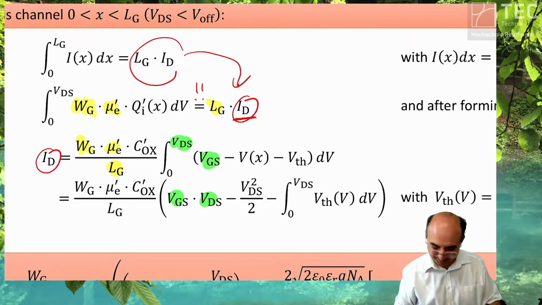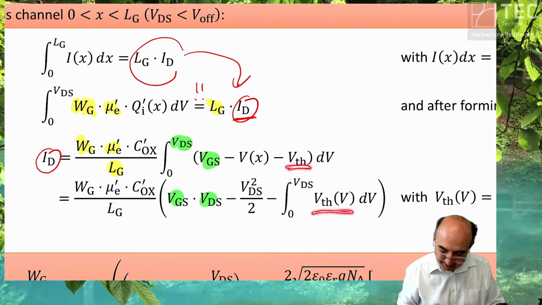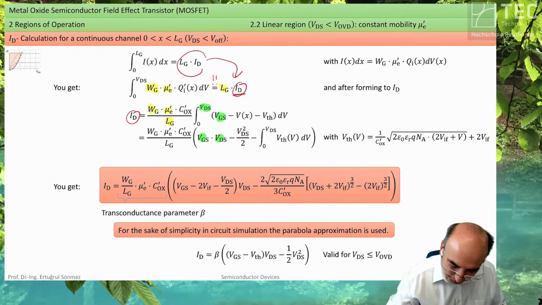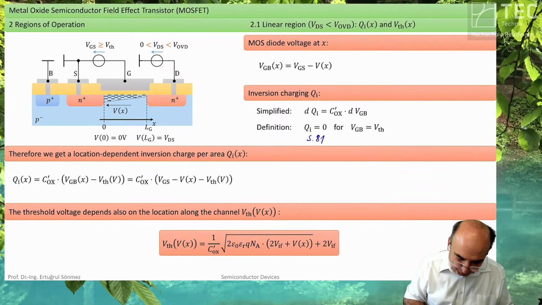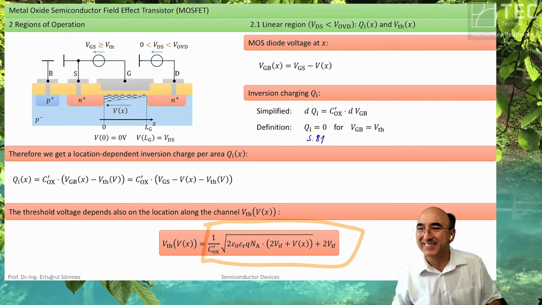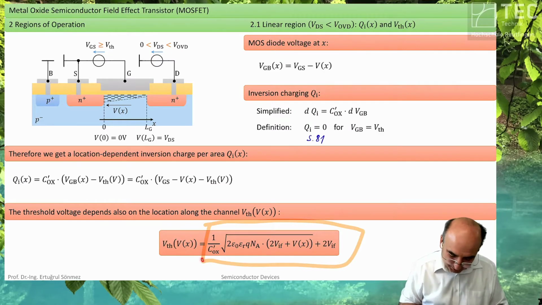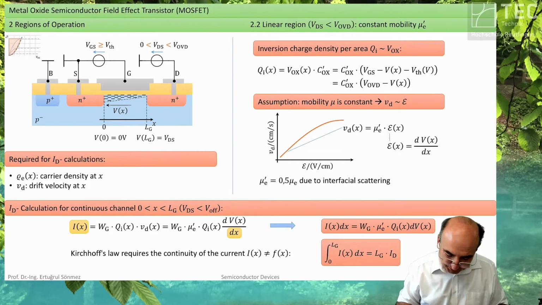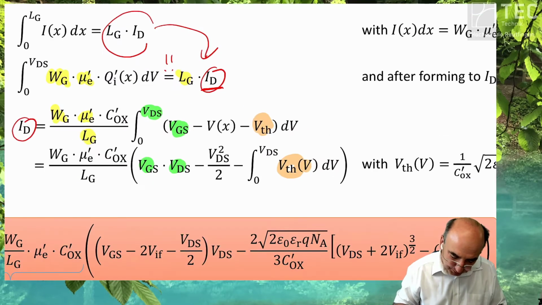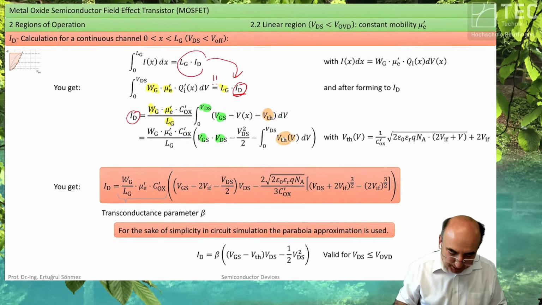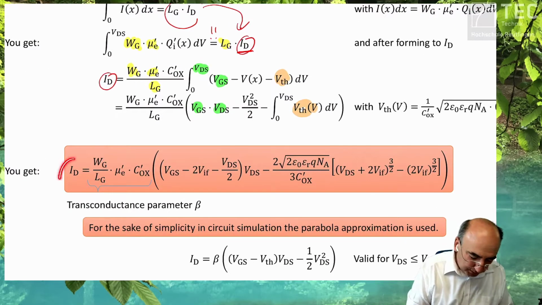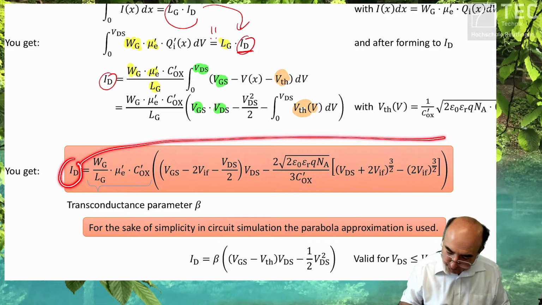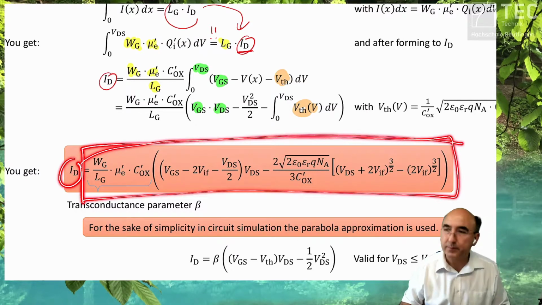What is left? This bulky guy, and this bulky guy is this small equation, you know? So we put in this small equation and we integrate it from 0 to VDS, and we get the result. And the result is the drain current as a function of all that stuff.